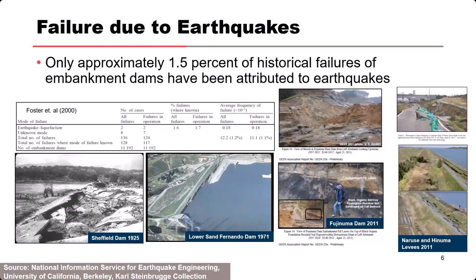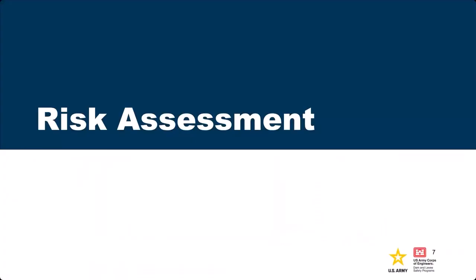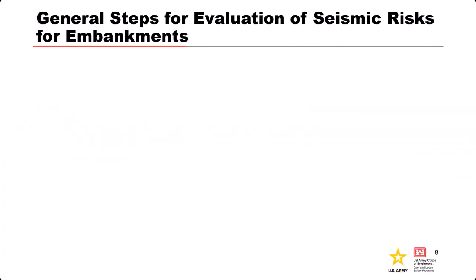USSD's Performance of Dams during Earthquakes, volumes 1 through 3, is also a good resource for additional information on the performance of embankments during earthquakes. But again, the key takeaway from our case histories is that only about 1.5% of historical failures of embankment dams have been attributed to earthquakes. So there's a frequency component that plays a critical role here, like we talked about with the risk equation.